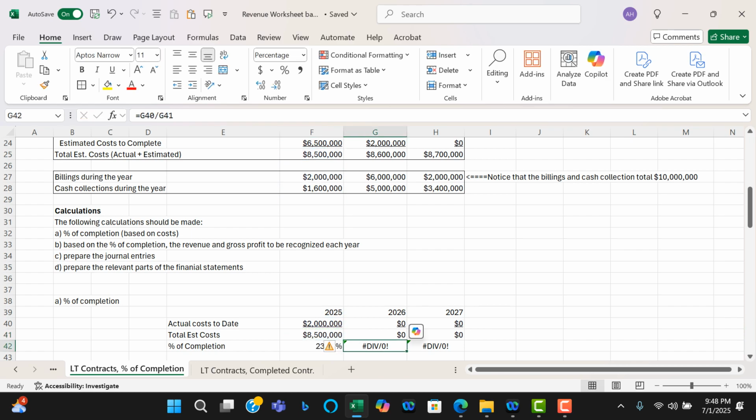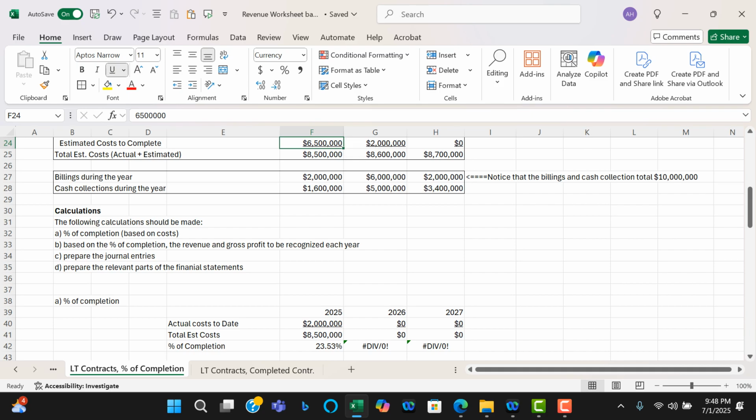And so at the end of 2025, you think you finished about 23.53% of the job. So 24% more or less. You're about a quarter, 25% of the way through the job. Okay, but that's just an estimate, given that the denominator here, this 8.5 million that I've put in here, is an estimate because it includes the costs you think you're going to incur in 2026, 2027.